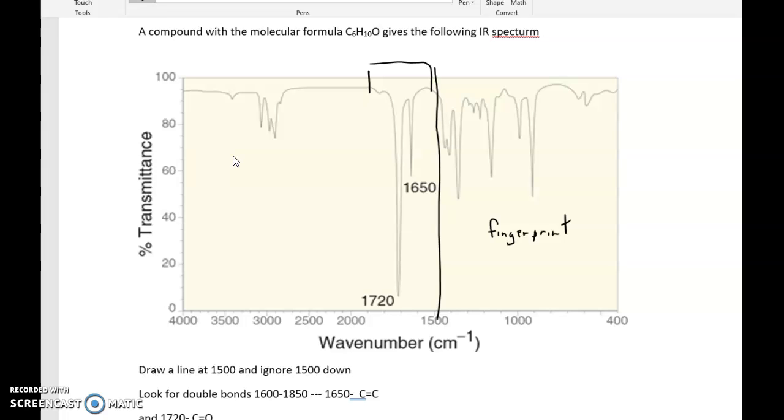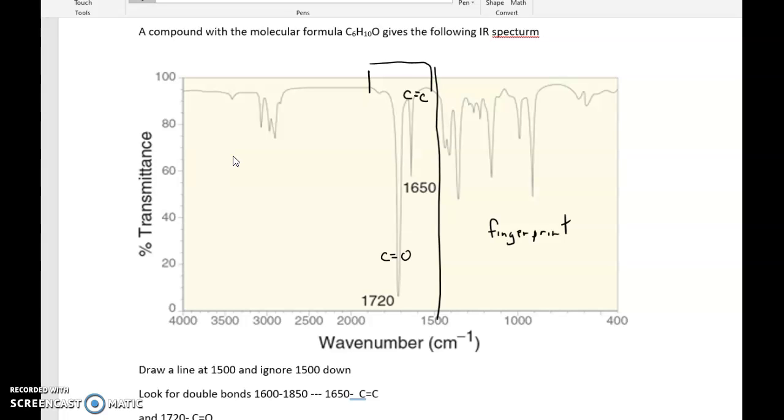We find one at 1650. This is going to be a carbon-carbon double bond, and we know that because of its location and because it's not as strong as this, which is our carbon-oxygen bond at 1720.